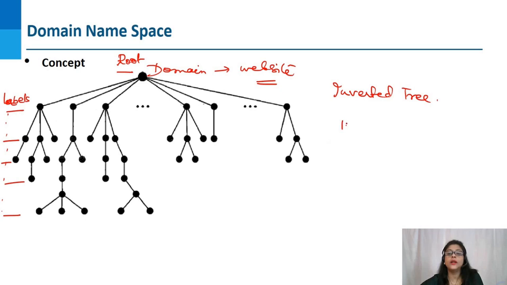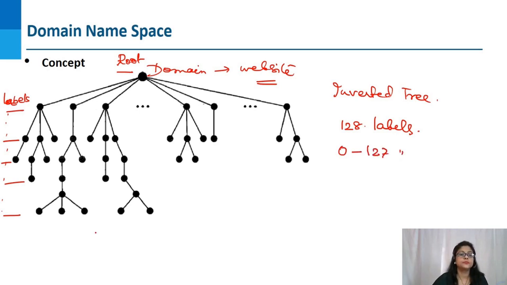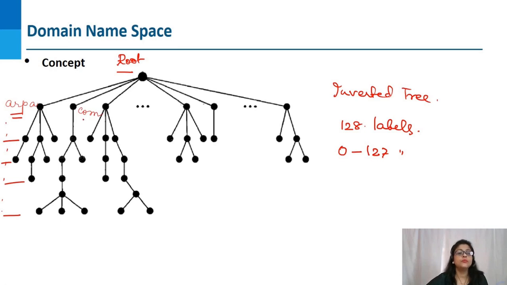There can be 128 levels. So starting from the root, we have 0 to 127 levels. For example, after the root level, we can have ARPA. This is one level. We can have COM. We can have edu. We can have org. We can have ZW, like this.